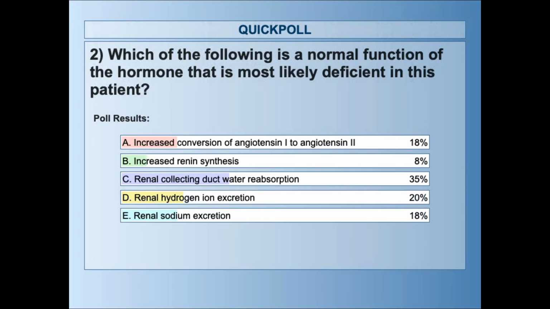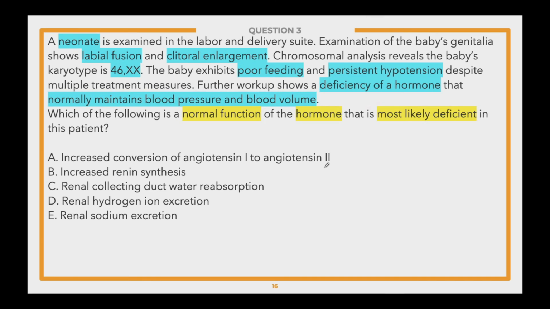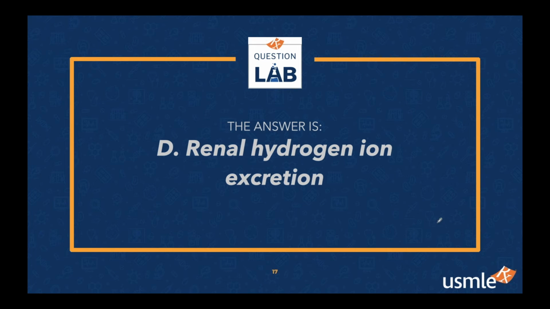Well, C pulled out in the lead. 35% of you selected renal collecting duct water reabsorption. In second place, we had renal hydrogen ion excretion, and A and E were tied for third place. Let's see what the correct answer is. The correct answer is D, renal hydrogen ion excretion, and 20% of you got it right. So definitely a tough physiology question. Let me hand it off to Boris.